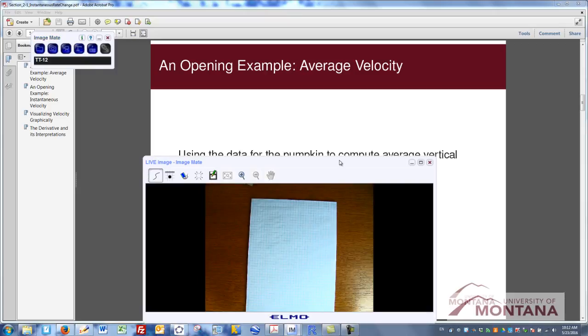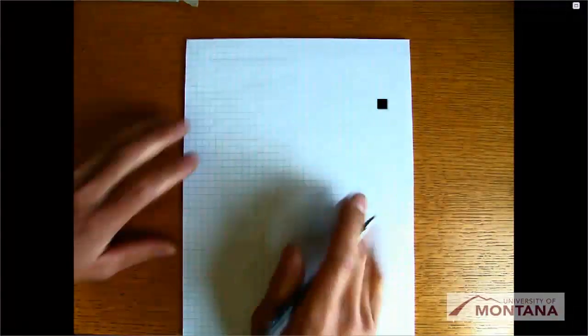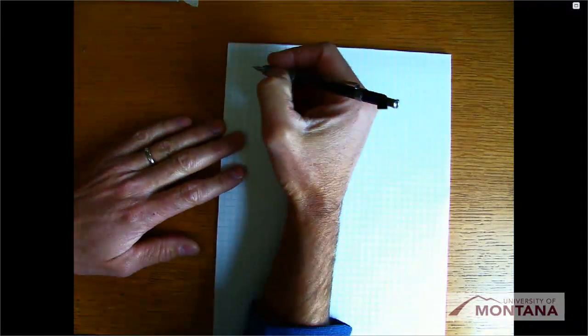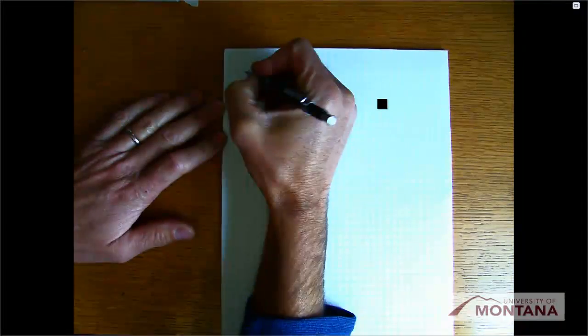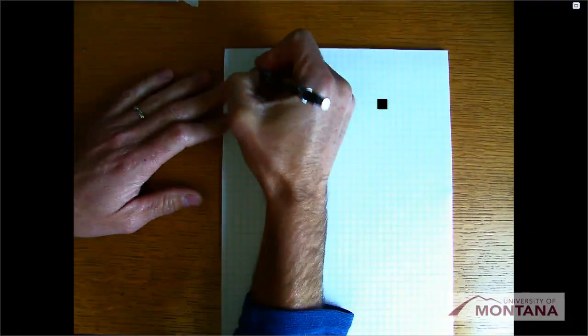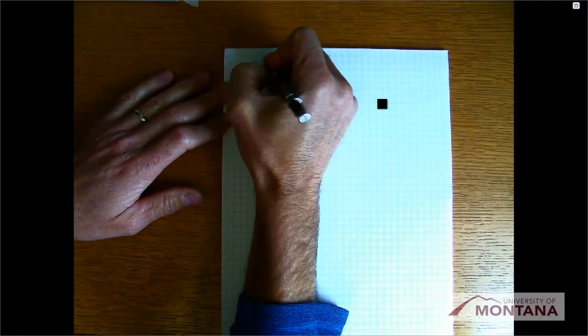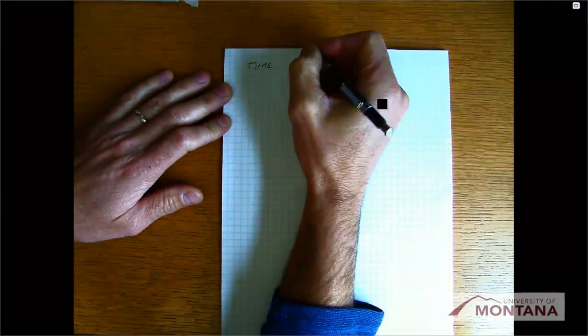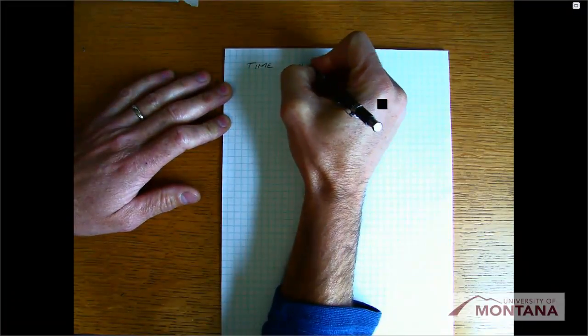And I'll bring up my camera here and we'll do some work together. Okay, so we have this data. I guess you can see that all right. So the data looks like this. We have time and I guess height or distance. I'll put it down as distance.